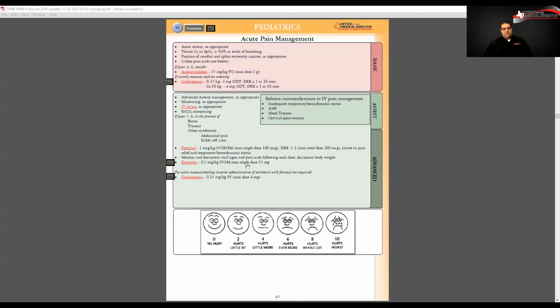I think the important consideration here is, again, much like with the adults, it's really not a both or. It's use your clinical discretion as to what you think the patient needs, whether it's fentanyl or ketorolac, again, both for a pain score greater than 6. And then if you need to, IV ondansetron still in that assist level.